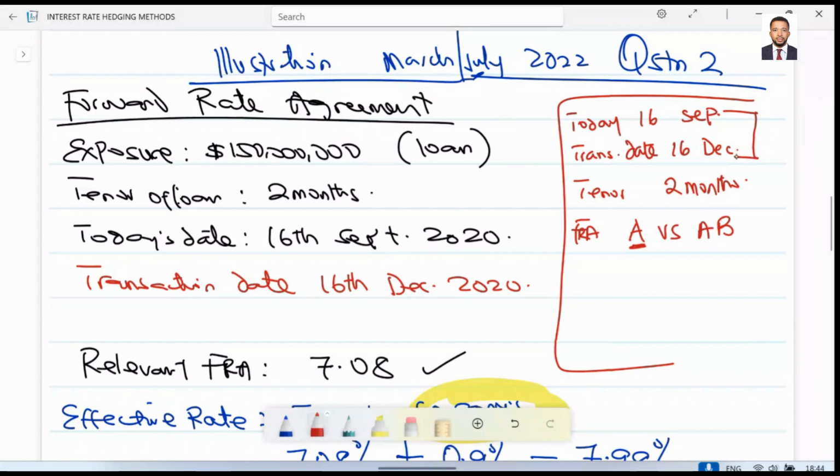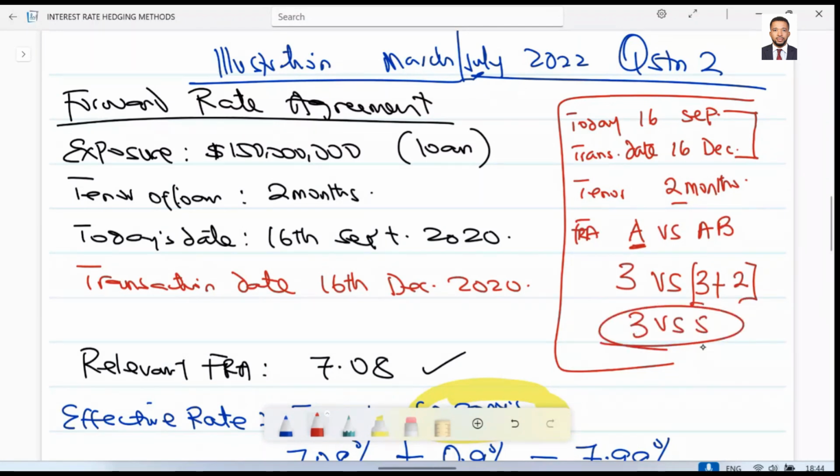The time from now to transaction date is from 16 September to December. How many months is that? Count with your fingers. Okay, it's 3 months. So I have my A already, which is 3 versus, what is the B? B is the tenor of the loan, which is 2. So this is 3 versus 5. That's all. Thank you.